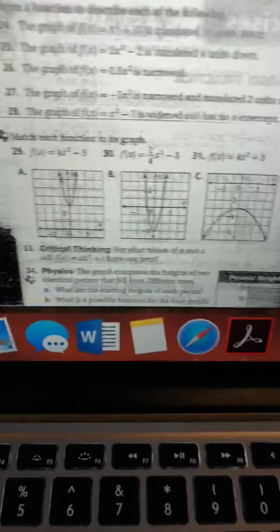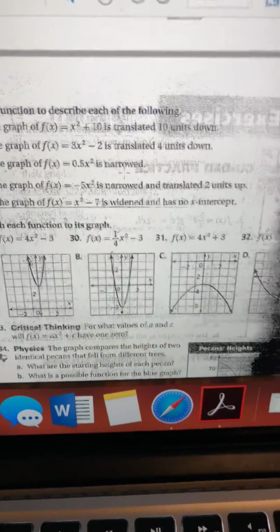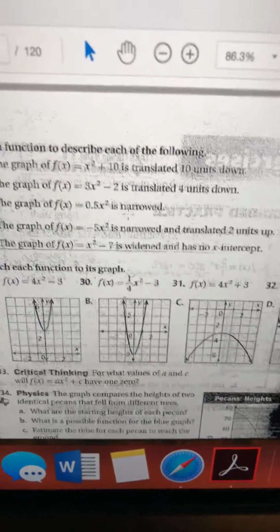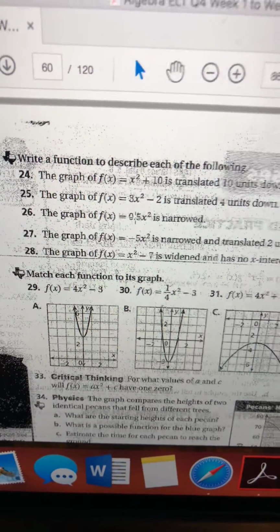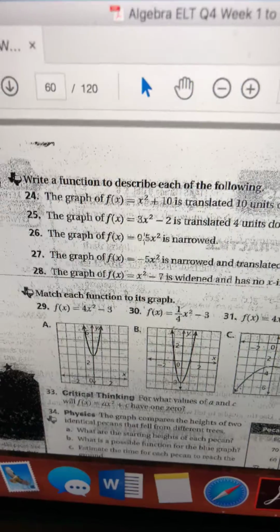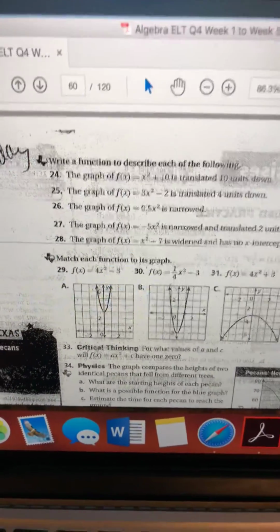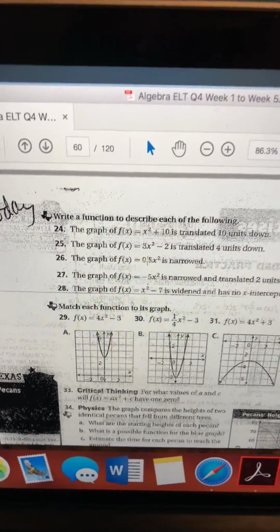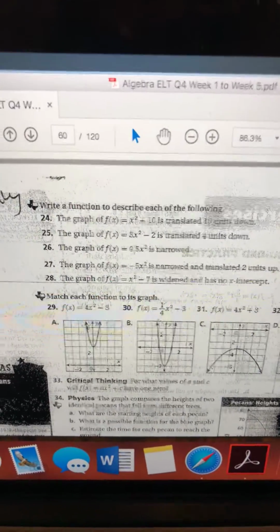I'm going to move on from up and down, because we already said that that's the y-intercept, and I'm going to move on to narrowed. If something is narrowed right here, that would be the graph of f of x is equal to 1/2 x squared. Keep in mind, you guys, f of x is also just saying y. It's saying the function of x, or it's saying the dependent variable.